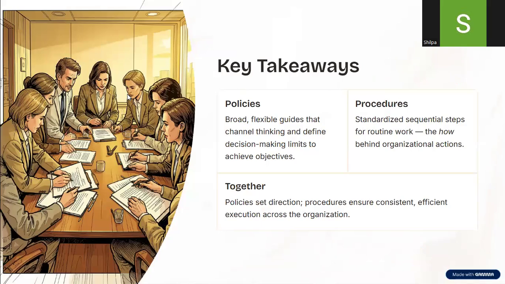So let us summarize. In the previous lecture, we have done policies. So we are going to summarize policies and procedures together. So what are policies? Policies are the broad, flexible guides that channel thinking and define decision-making limits to achieve objectives. So policies are basically the guidelines. It is going to tell you how you are going to take your decisions. It is going to guide you in your thinking process. Whereas procedures are the standardized sequential steps for your routine work, the how behind every organizational action. So procedures are basically going to tell you how you are going to complete the task. Together, we can say that policies set direction, procedures ensure consistent, efficient execution across the organization.